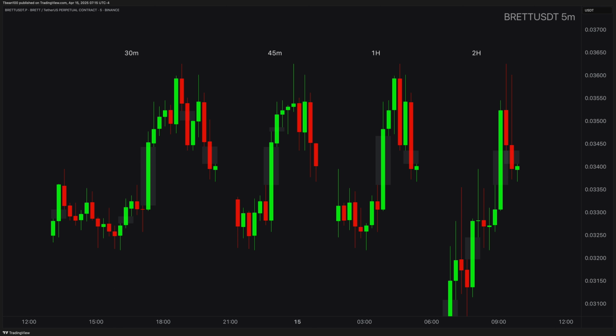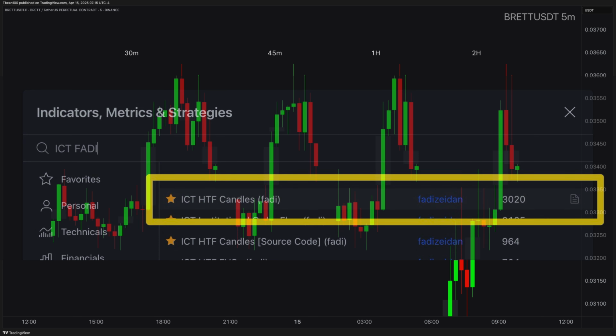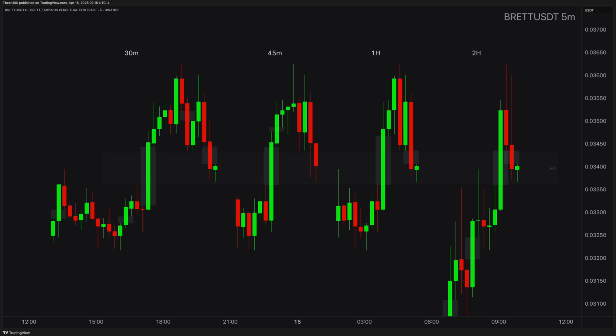Now, of course, how did I find this coin besides it was the top gainer? Of course, the ICT high time frame indicator helped me a lot with this. The moment I saw the 4-hour imbalance location, it already got into my trading list. Seeing the 30 and 45-minute imbalances and also the 1 and 2 hour imbalances gave me extra confidence.